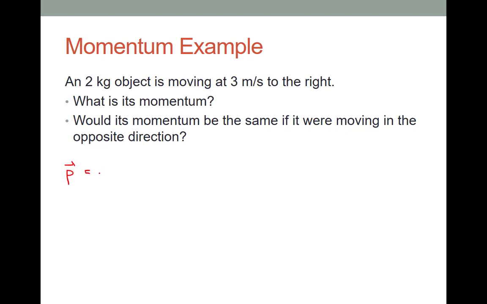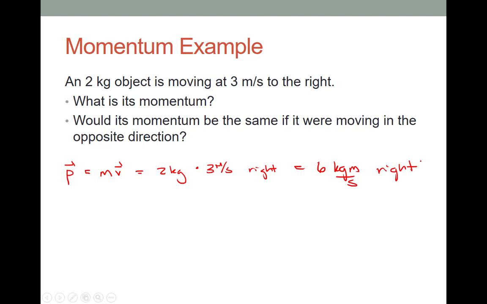Well, the momentum will be the mass times the velocity. The mass is 2 kilograms. The velocity is 3 meters per second. I'm just going to write it as a right. So that makes the momentum equal to 6 kilogram meters per second directed to the right.